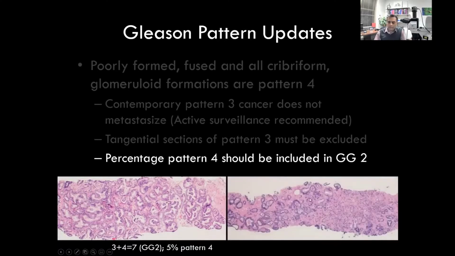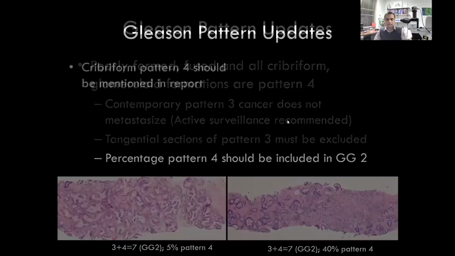In contrast, in a case like this, you want to tell the surgeon, imply to them that there is Gleason pattern 3, there is also 4. This will still be grade group 2, but there is a lot of 4 here. There's almost 40% pattern 4. So this patient may not be an ideal candidate for active surveillance. So it's important that we mention the percentage of pattern 4.